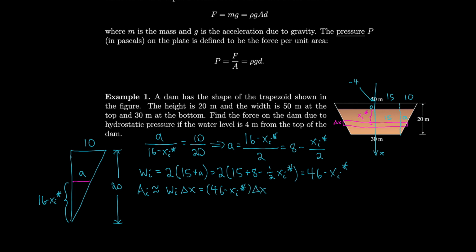So now I can get the pressure, because the pressure on this ith plate is approximately, remember, rho times g times d. So I need to take the density rho of water. Well, the density rho of water, as we've seen before, is 1,000 kilograms per cubic meter. So I'll take 1,000, I'll multiply it by g, acceleration due to gravity, and I multiply it by my depth, how far I go deep, and that's just xi star.